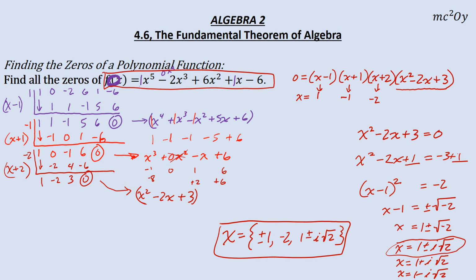Now, some people get really picky on the way you write this. They may want to see the -2 go first, and if so, you put that. Some people want to see the 1 plus i root 2 first. Okay, I'm good with that. All right, got it.